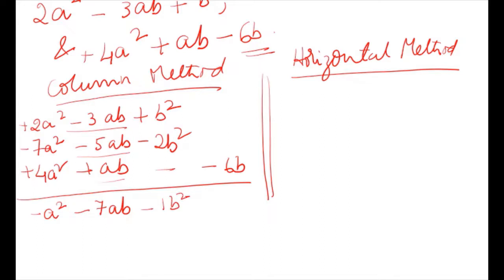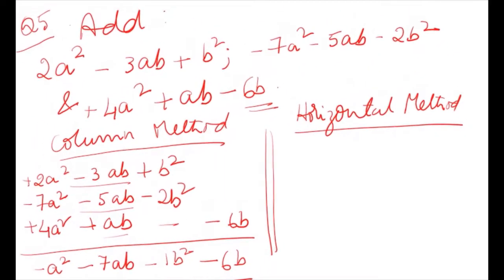Then there is no b square term here, but here there are no b terms here, but here it is only 16b, right? So this is the answer. And in horizontal method, you will group all a square terms.